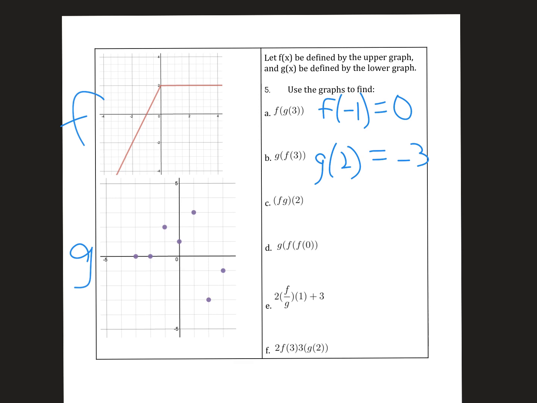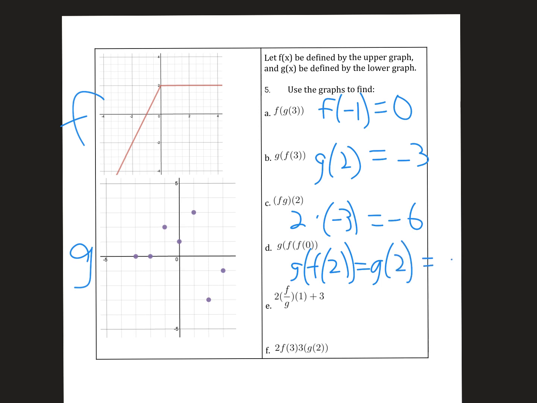F times G of 2, so F of 2 is 2. G of 2 is -3. 2 times -3 is -6. F of 0 is 2. F of 2 is also 2. And G of 2 we already established was -3.